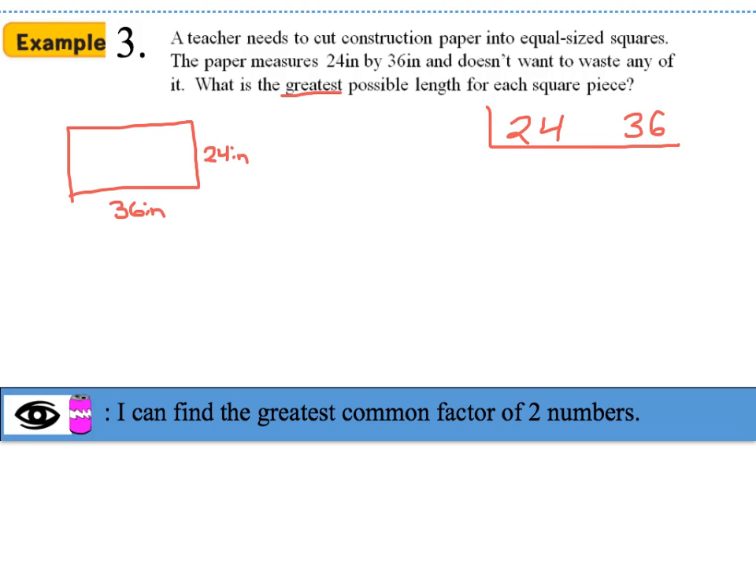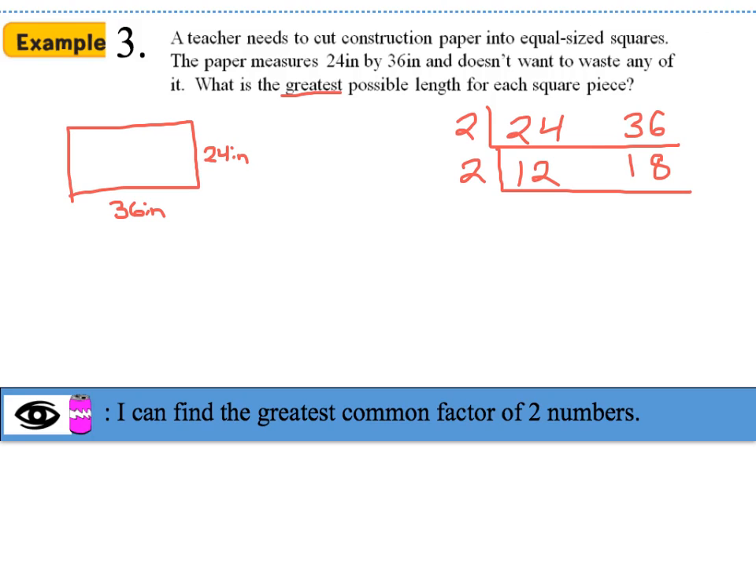And I think we can use, let's try 2. 2 goes into 24 12 times, and 2 goes into 36 18 times. We can continue to break our ladder down. And the number that goes into 12 and 18 would be 2.